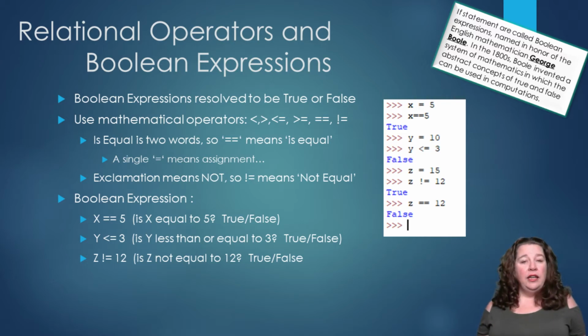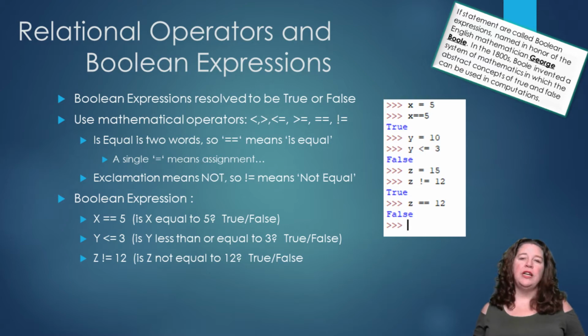The not equal to is an exclamation mark with an equal. So the equal is two equals. Really important thing with equal: the assignment character is just a single equal. That means assignment. Is equal to is two equal signs next to each other. A lot of beginning programmers are going to get this mixed up.